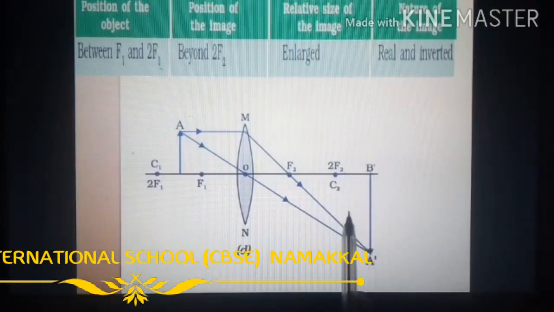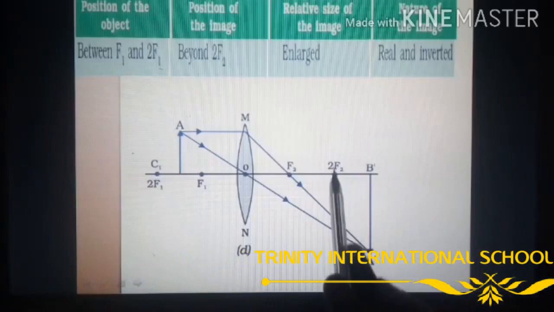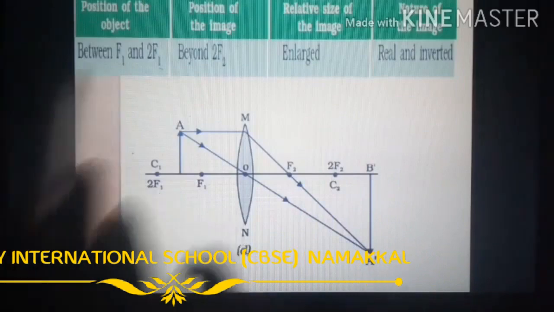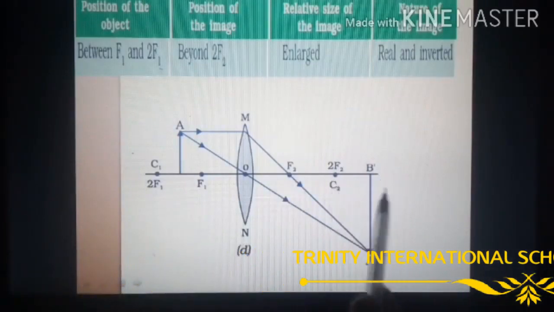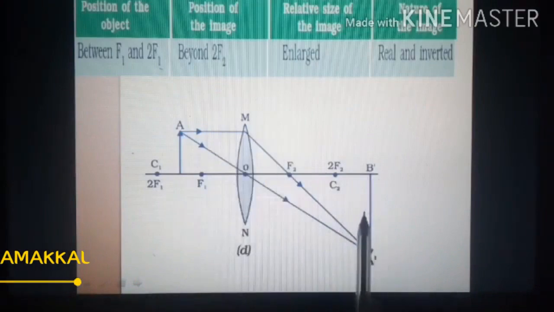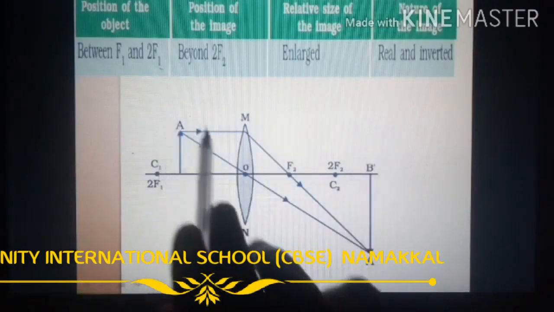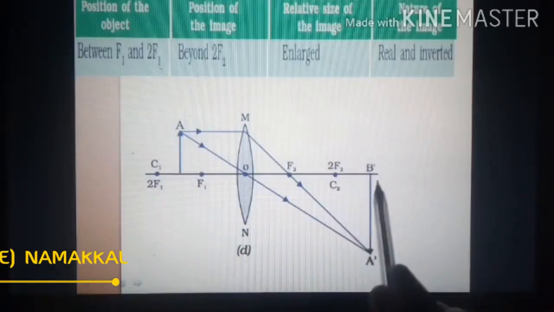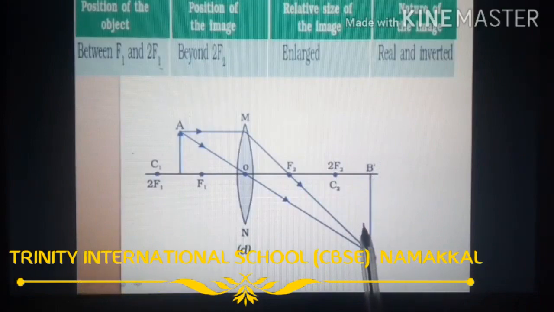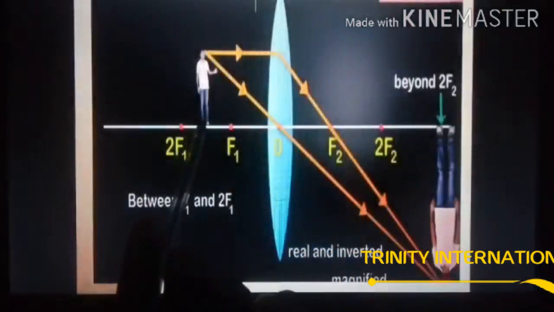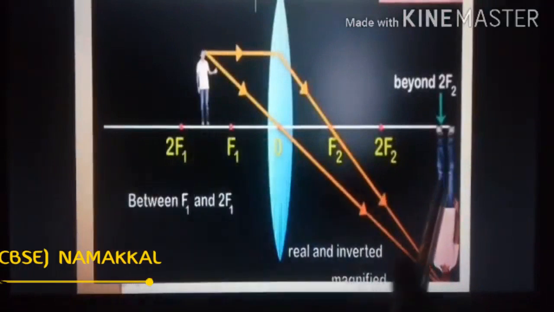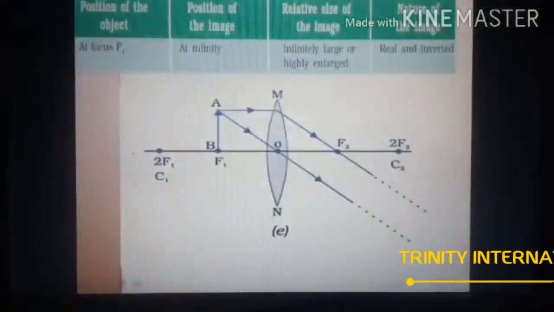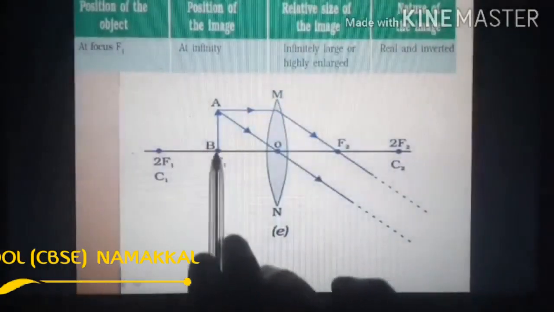Here the image is formed beyond 2f2 on the right side. The object is placed between f1 and 2f1, and the image is formed beyond 2f2. The relative size is enlarged compared to AB. A dash B dash is enlarged, and the nature is real and inverted. So we can view it like this. The object is placed between f1 and 2f1, the image will be formed beyond 2f2, and it will be an enlarged image. And the fifth case, the object is placed at the focus.